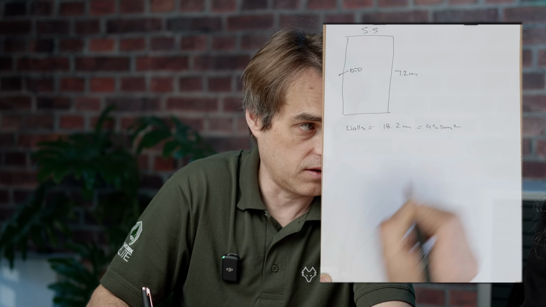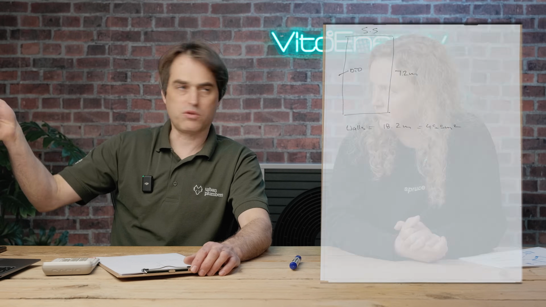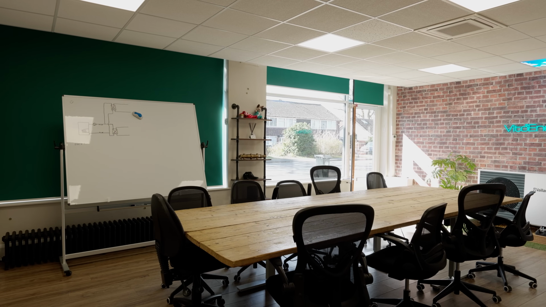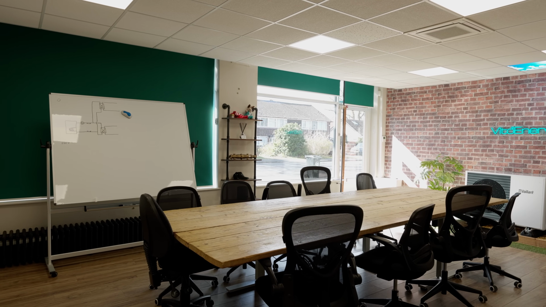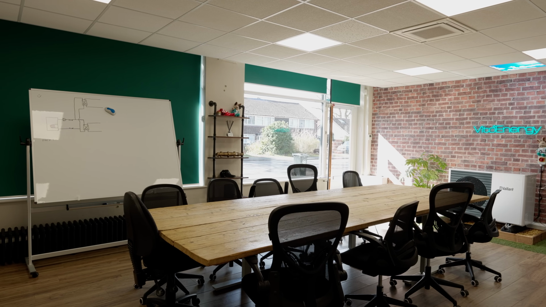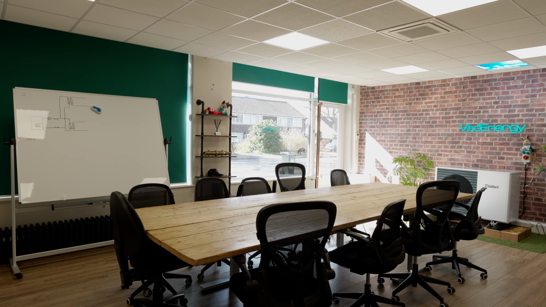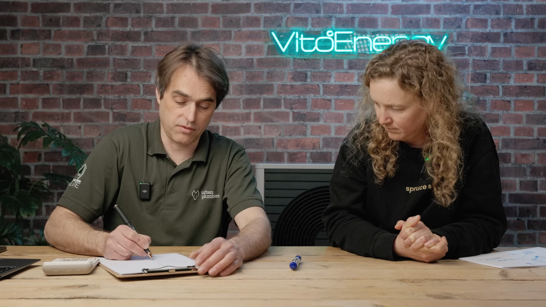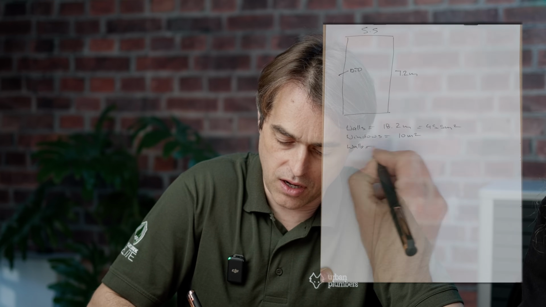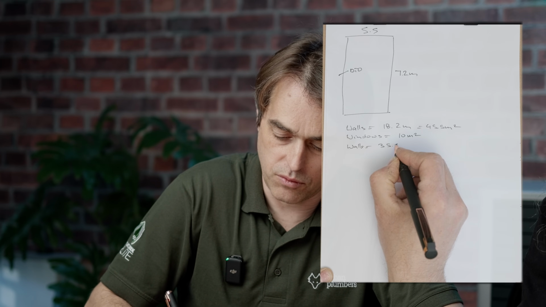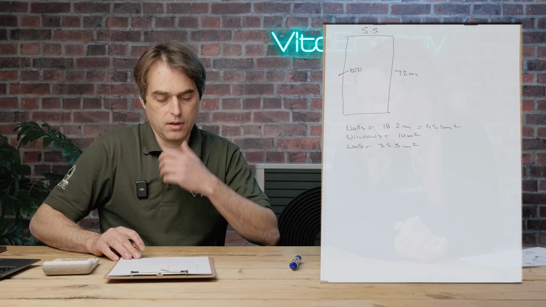45.5 square meters. Right. But I also have those windows here, and those windows are 3 by 2 meters and 2 by 2 meters. So we've got 6 and 4, all nice numbers. So we've got 10 square meters of windows and 35.5 meters of wall area. Right, exactly, because you've taken your windows out of your wall area.